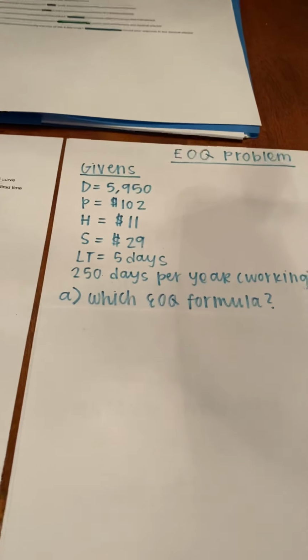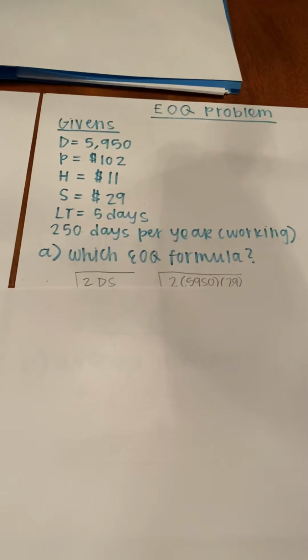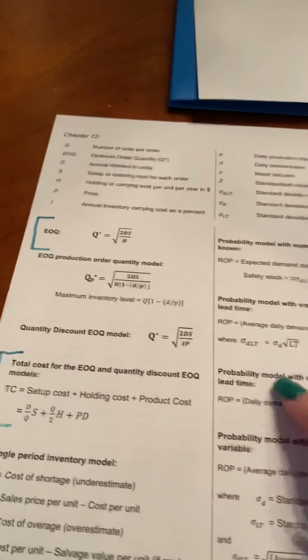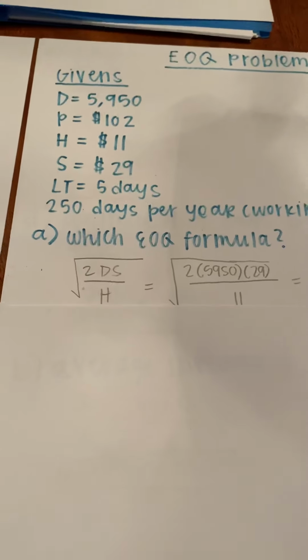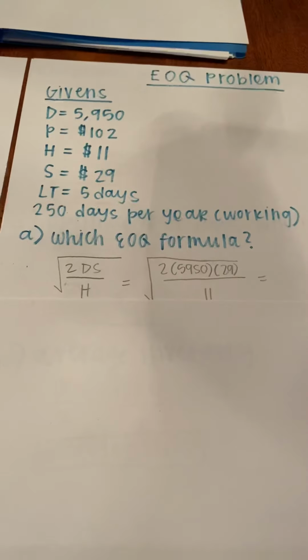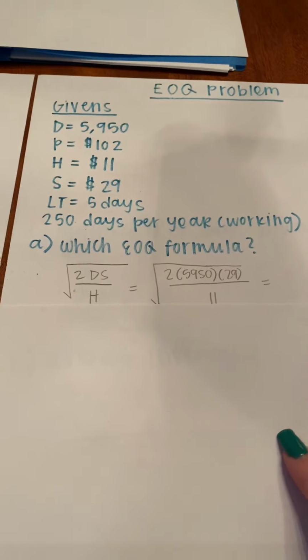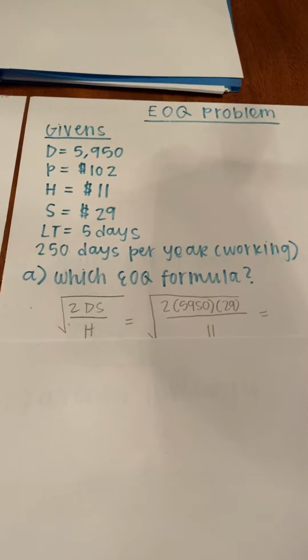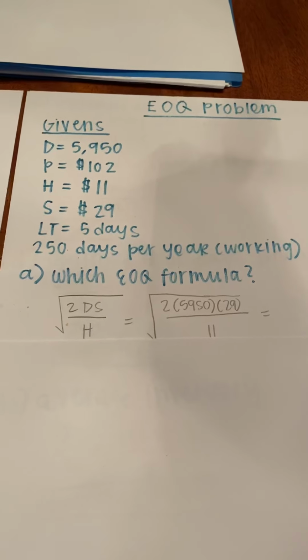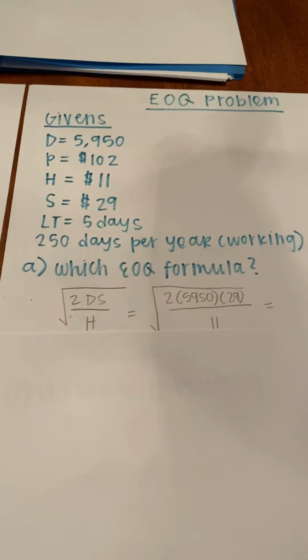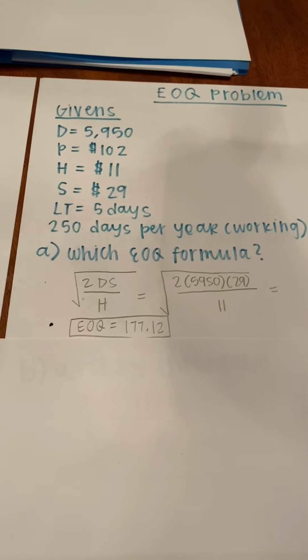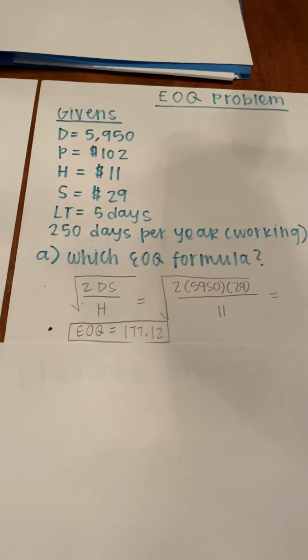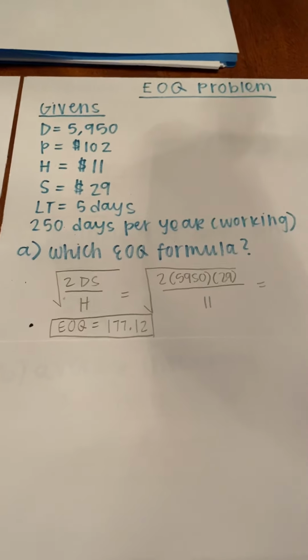So as stated before, which EOQ formula would we use? It was the first one. Q star equals the square root of 2DS over H. If we plug in the numbers for this formula, we would do 2 times D, which is 5,950 units, times the ordering cost, which is $29, divided by 11. We would take the square root of that, and the EOQ would be 177.12, and we round to 2 decimal places.